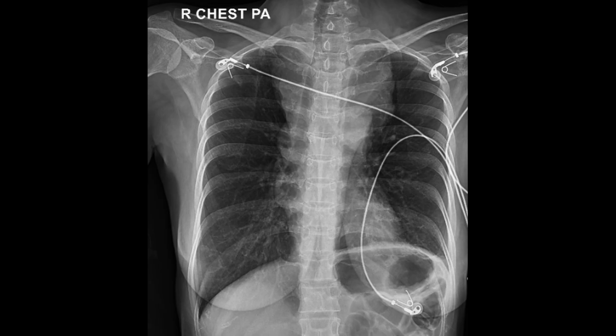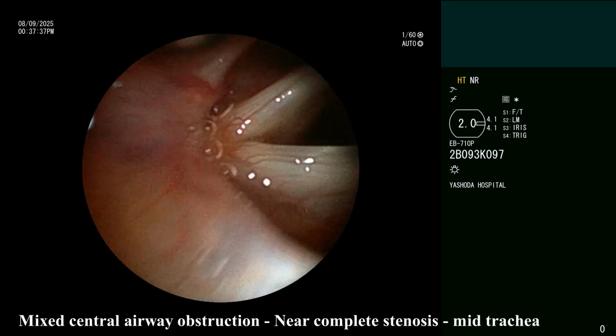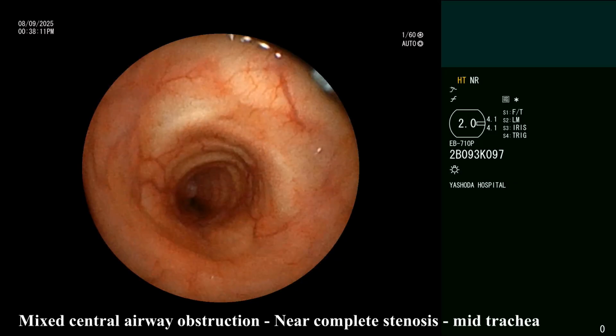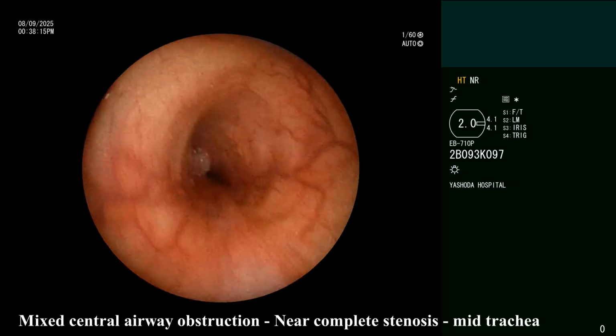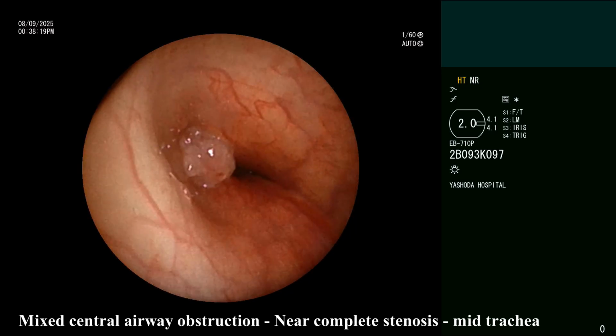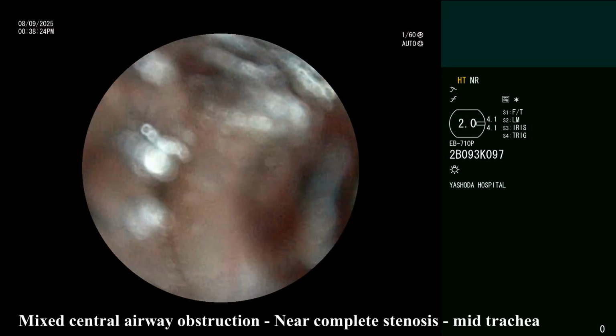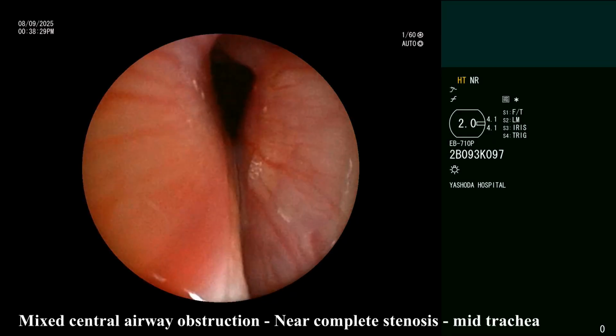So in this case of emergency airway obstruction, an awake bronchoscopic intubation was done without the use of any sedatives or paralytics. And once the bronchoscope is passed, now you can see there is a presence of a significant narrowing of the mid-trachea caused by an intrinsic growth along with compression from the outside.